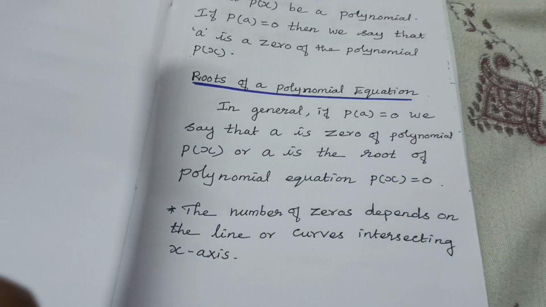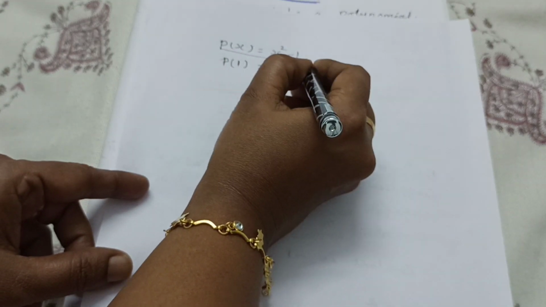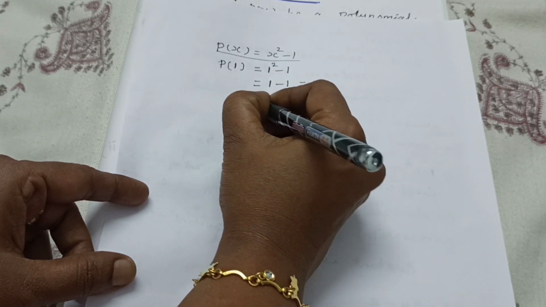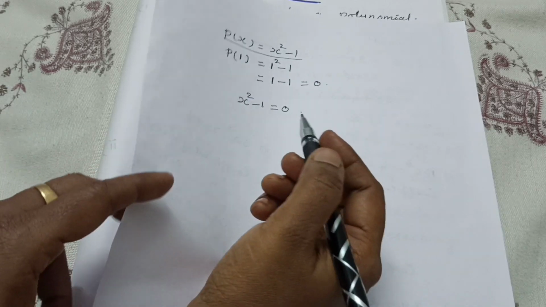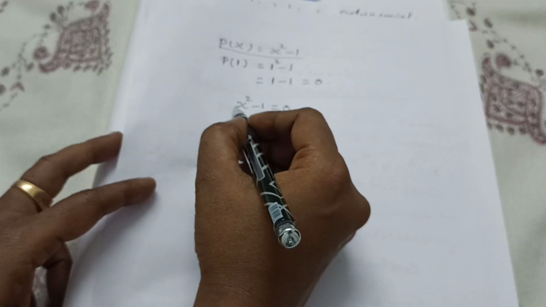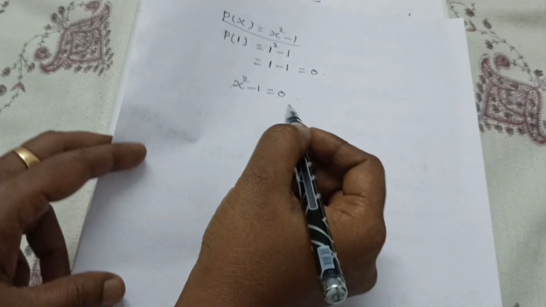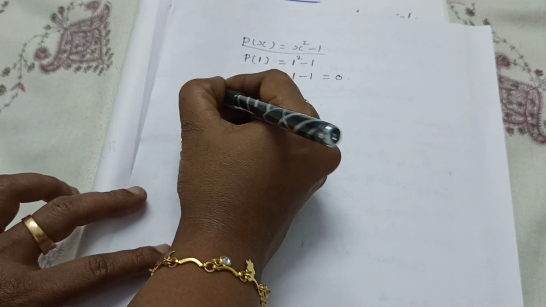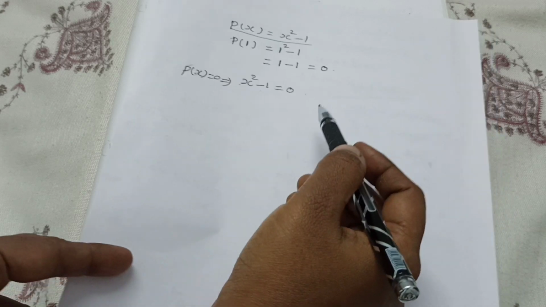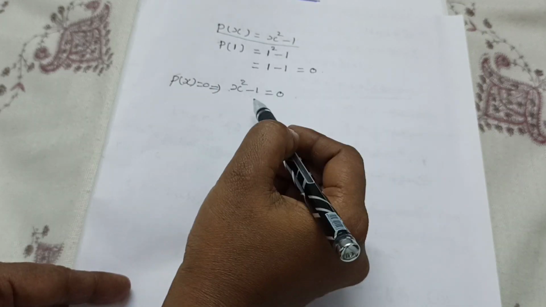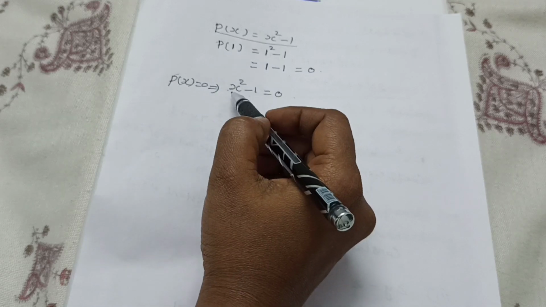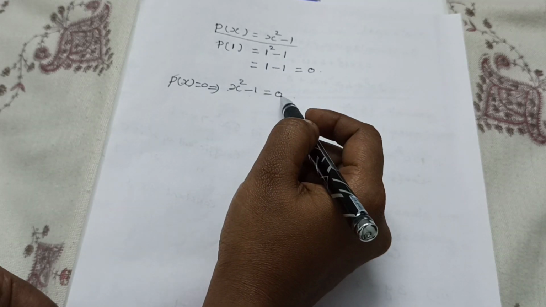Here p of x equal to x square minus 1. This is the polynomial. Then x square minus 1 equal to 0 is the equation. What's the difference between this polynomial and equation? Equal to 0 means p of x equal to 0, which implies we can write x square minus 1 equal to 0. This is the equation. Here p of x equal to x square minus 1 is the polynomial.